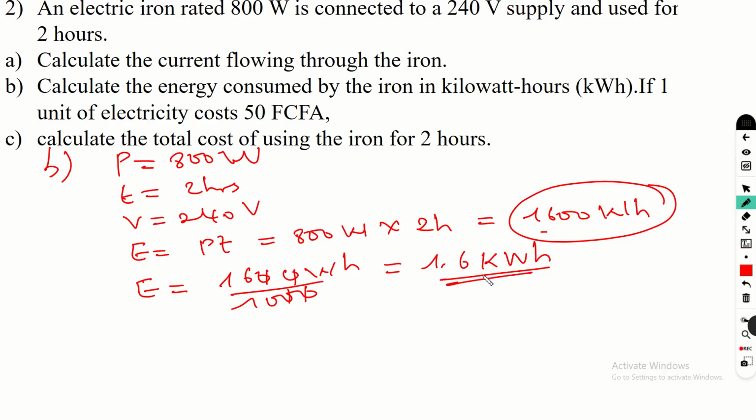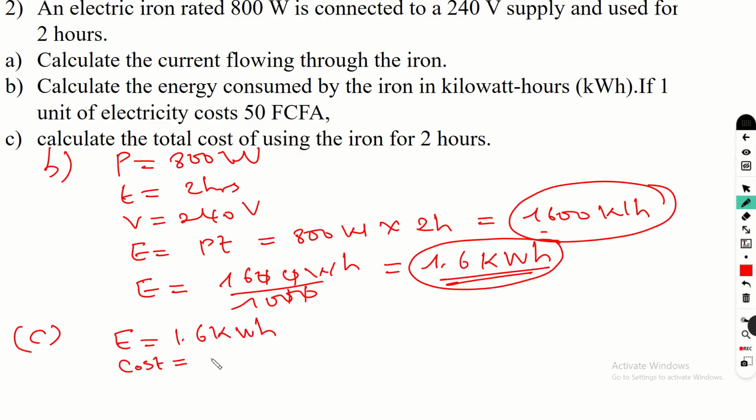Great. Now the C part of this question, it said if the electricity costs you 50 francs, calculate total cost of using the iron for 2 hours. So take note of this. So the total energy used is what? 1.6. So C now, the energy will be 1.6 kilowatt hour. So what's the cost? The cost of 1 unit is equal to 50 francs, and we say this is the same as 1 kilowatt hour. Great.